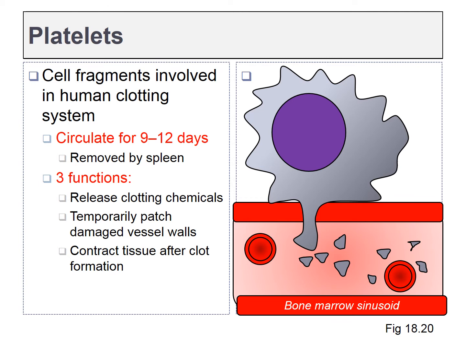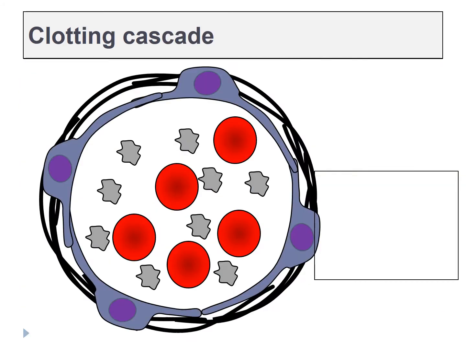Platelets are only going to last for about a week or so, and after that, we must make more platelets. And as I mentioned, their major function is in the repairing of damage to blood vessels. That leads us to the clotting cascade.